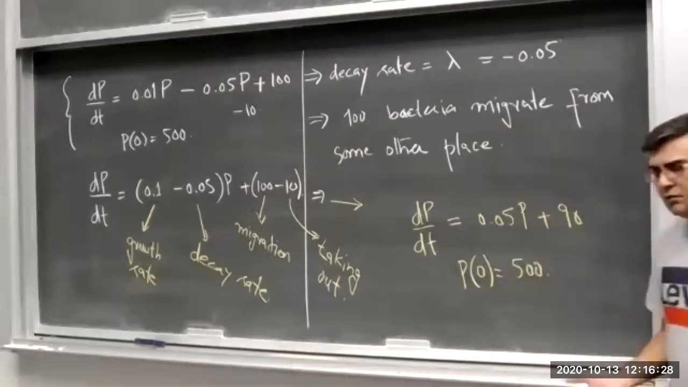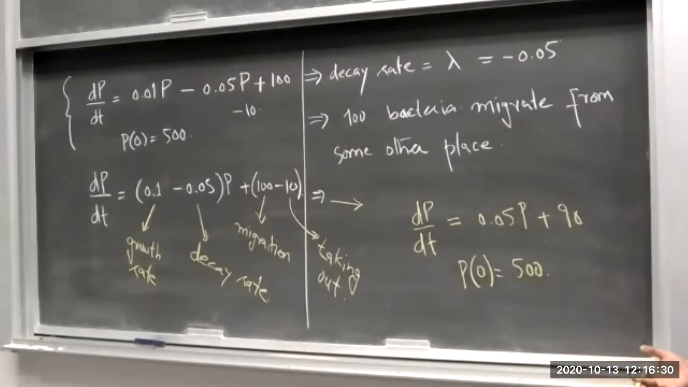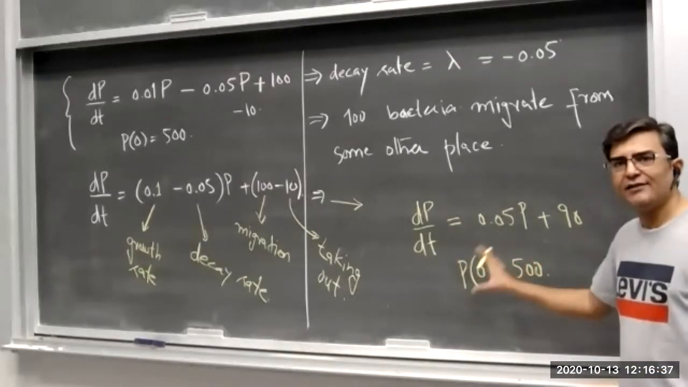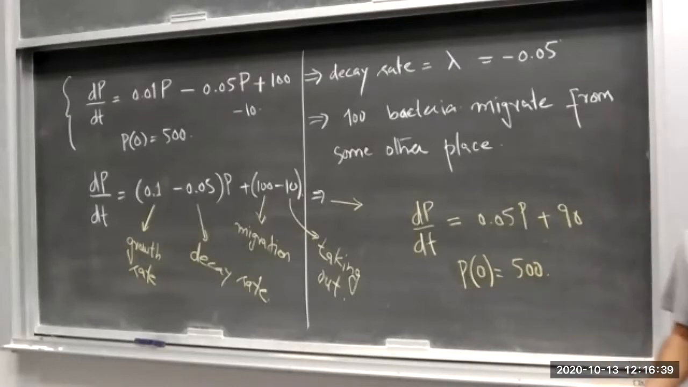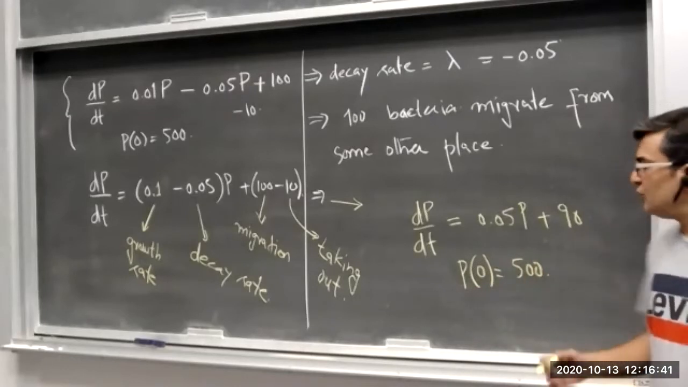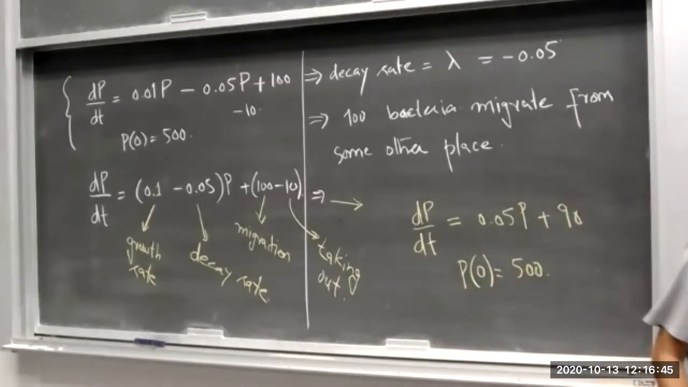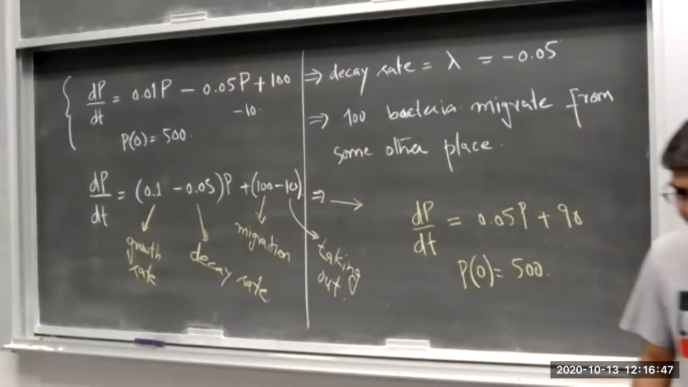You'll get the solution in terms of an exponential function, and then you can calculate the constant of integration by using this initial condition. Later on you just put p of t, p of 24, and you will get the population after 24 hours.